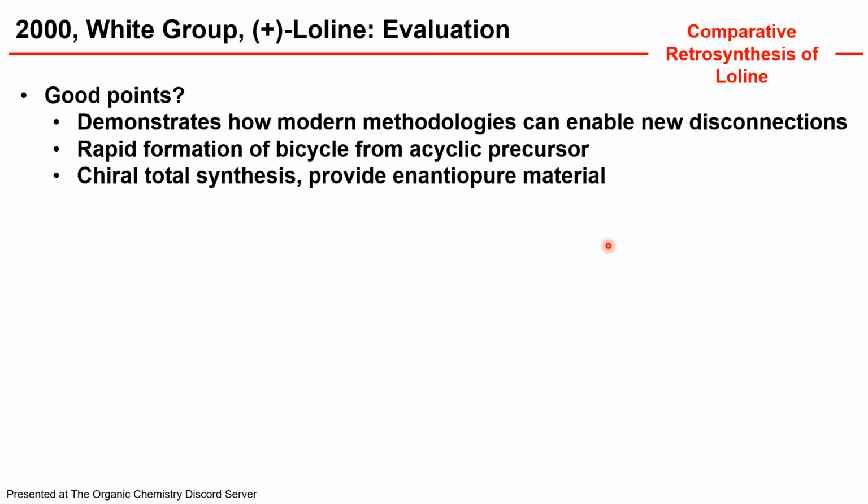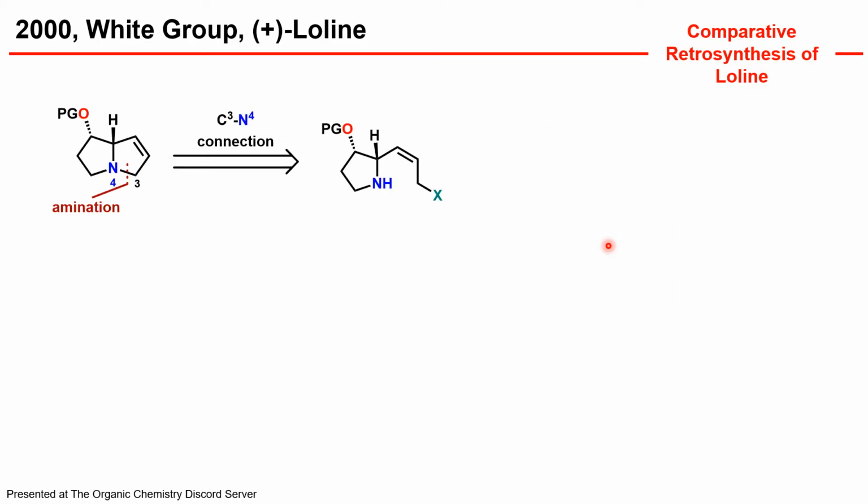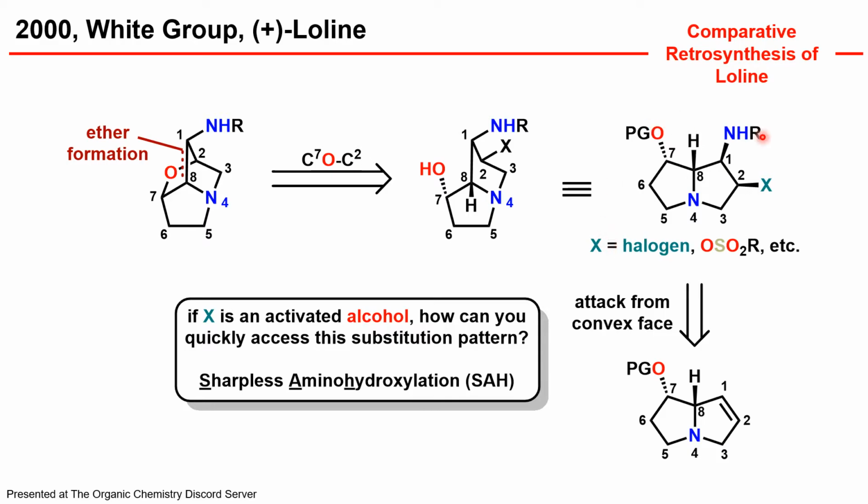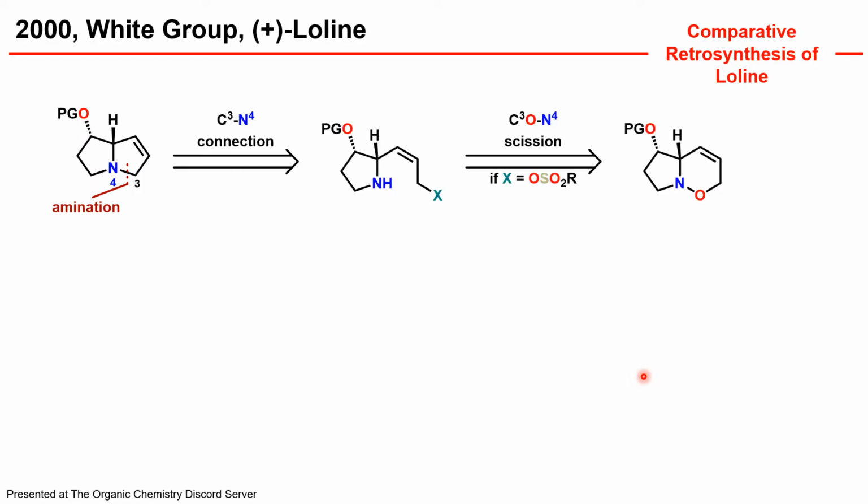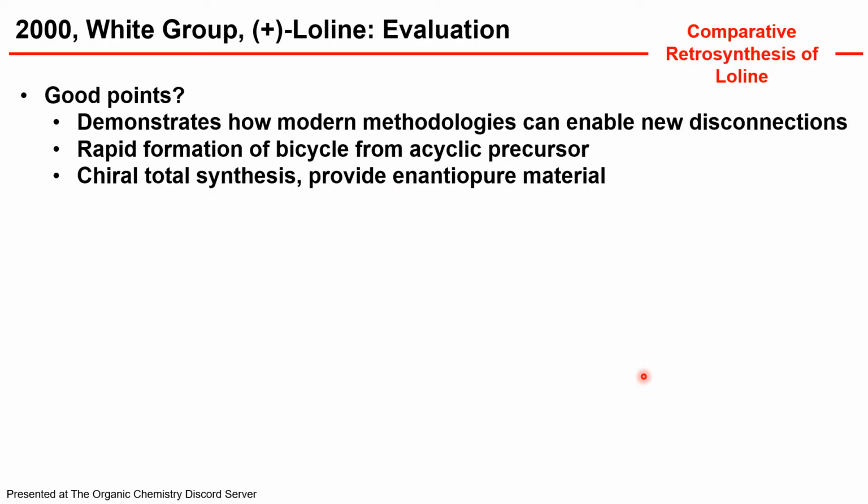Okay, so let's talk about some of the good points of the synthesis, right? So it shows how modern methodologies, such as the Sharpless aminohydroxylation, completely enabled the synthesis, right? Because previously you would look at this, and it's pretty complicated to put these heteroatoms on. But now you have a really great transformation that just does it at the snap of your fingers in one step from an alkene, right? So it's really cool that modern methodology could allow the synthesis to be so quickly simplified.